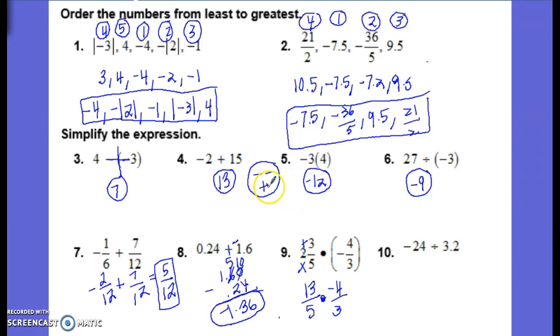And remember, Sleepy Man can be used with multiplication and division. So this is a positive times a negative. It's going to give you a negative. You can cross cancel, but in this case here, there's nothing to cross cancel. So you get 15 on the bottom, and then go ahead and multiply 13 times 4. You're going to get 52.